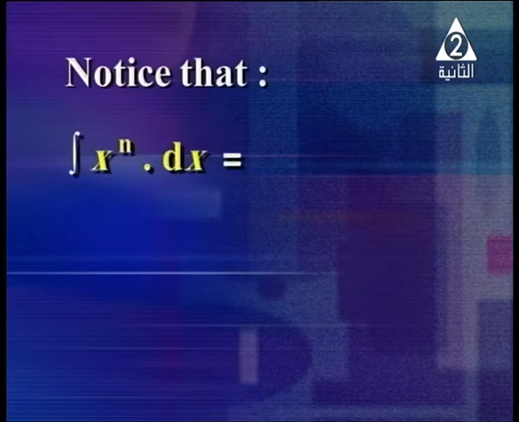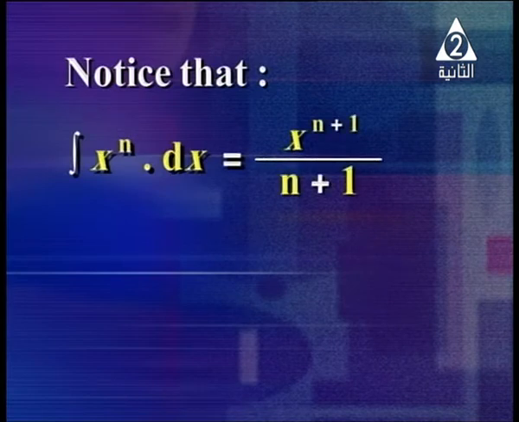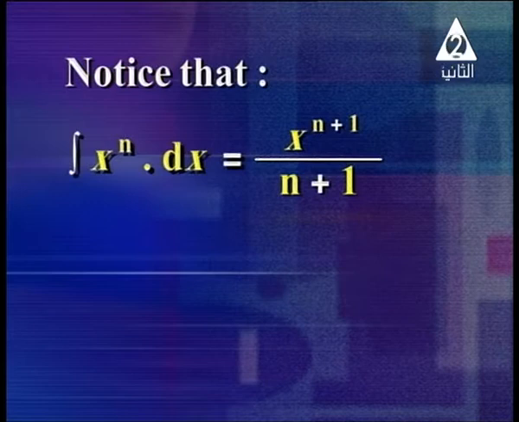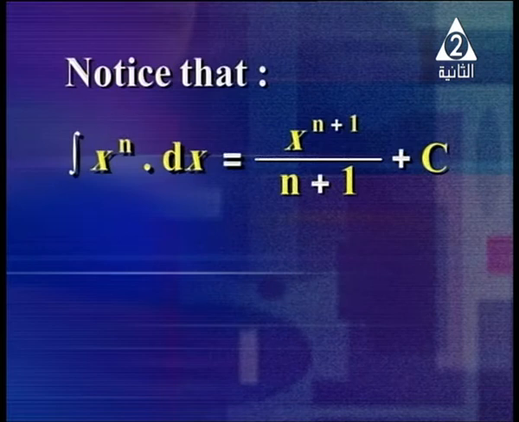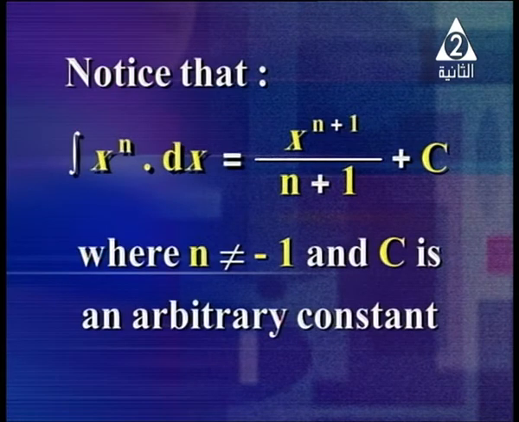Note that, dear student, integration of x power n dx equals, in this case, we add 1 to the power n and divide by the new power. Integration of x power n equals x power n plus 1 over n plus 1 plus constant of integration c, where n not equal negative 1 and c is an arbitrary constant.